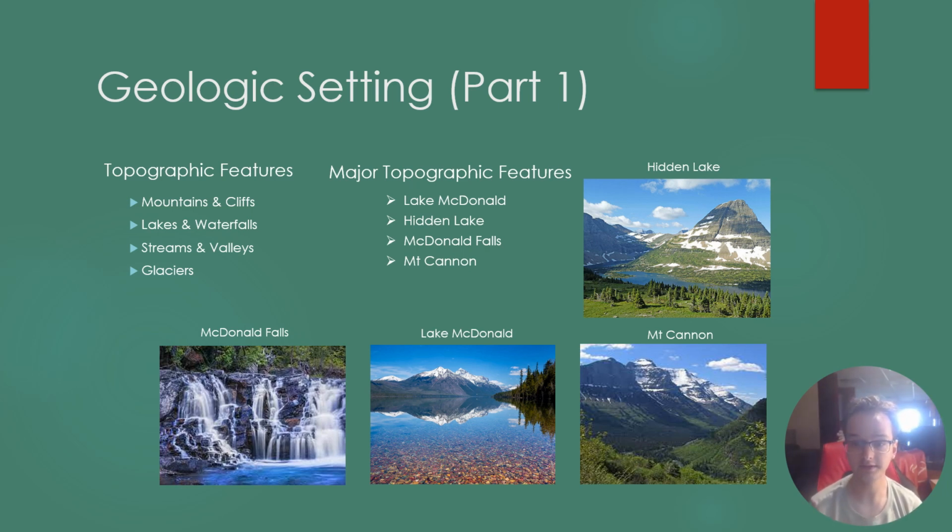So I listed a few of the major topographic features that you'll see right away when you enter the park. It's probably some of the biggest topographic features as well. So we have Lake McDonald. We also have McDonald Falls, Hidden Lake, and Mount Cannon. I think McDonald Falls is probably the prettiest, and it attracts a lot of tourism just because a lot of people like seeing how clear the water is.